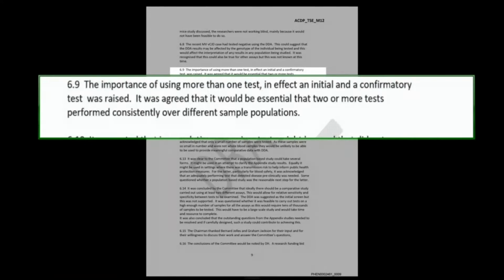And then we go to paragraph 6.9, please, on page 9, which I think is the point that you were just making. That there seemed to be agreement on the importance of using more than one test. In effect, an initial and a confirmatory test was raised. It was agreed that it would be essential that two or more tests be performed consistently over different sample populations. Yes.